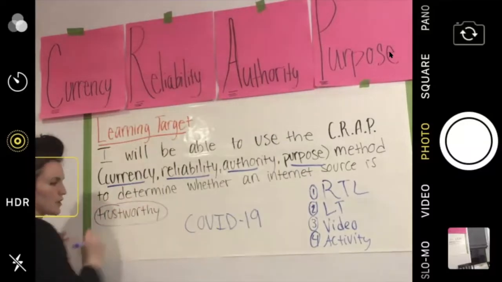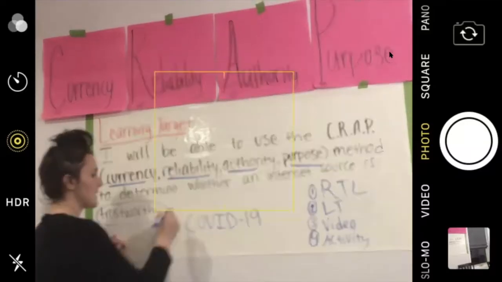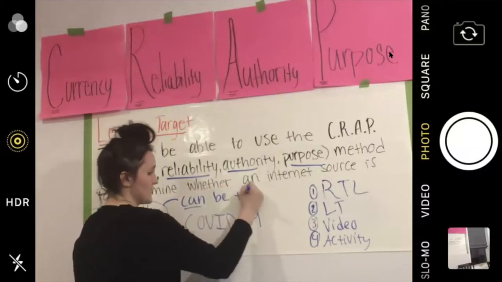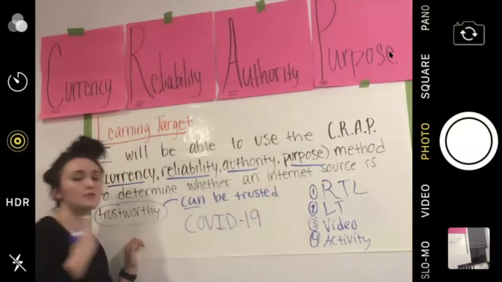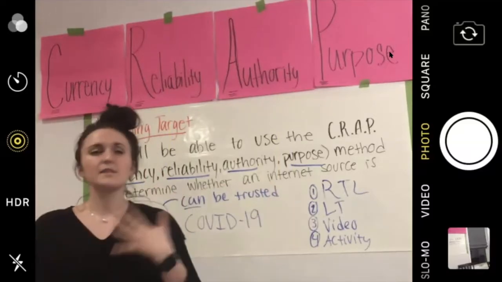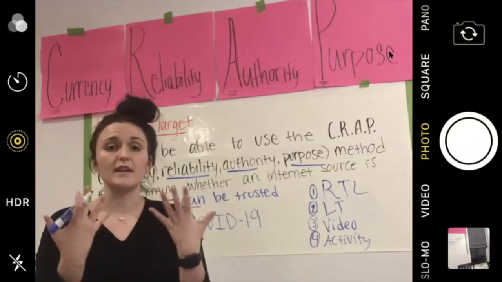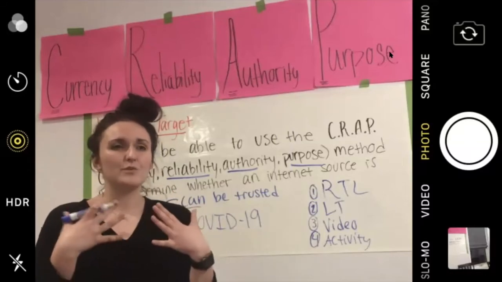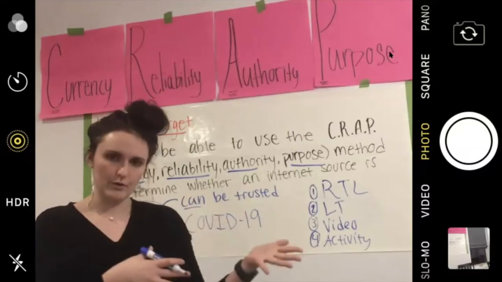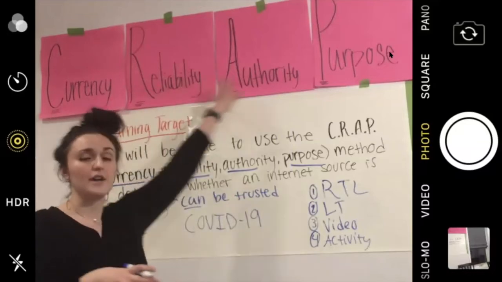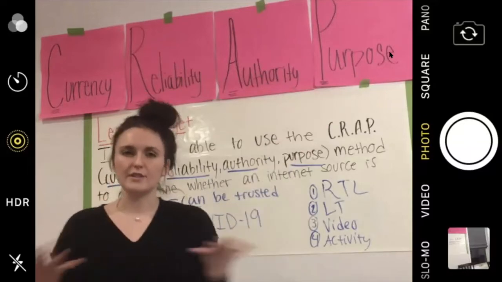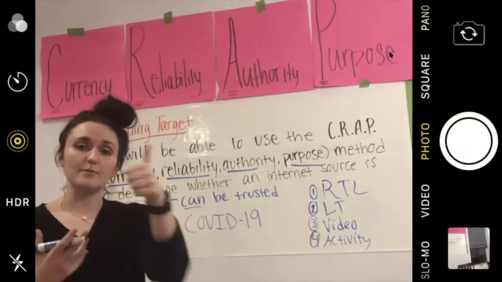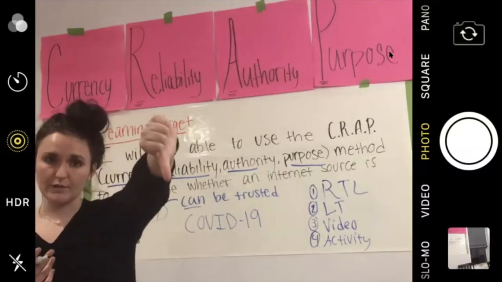Trustworthy is probably a term that all of us know, but just in case, if something is trustworthy, it means it can be trusted. So when you're doing research on the internet, sometimes it's hard to tell which articles really can be trusted, which articles are really giving you good information, and which are kind of scams, which are fake news. So today we're going to learn a method to help us figure out the difference between when an article or an internet source can be trusted and when it can't be trusted.